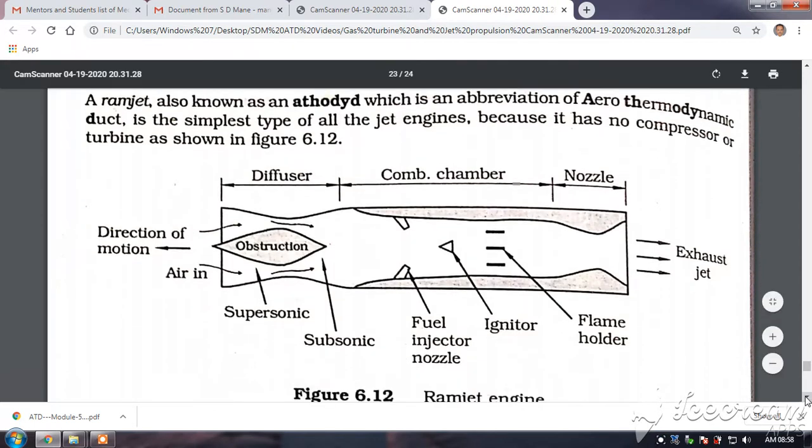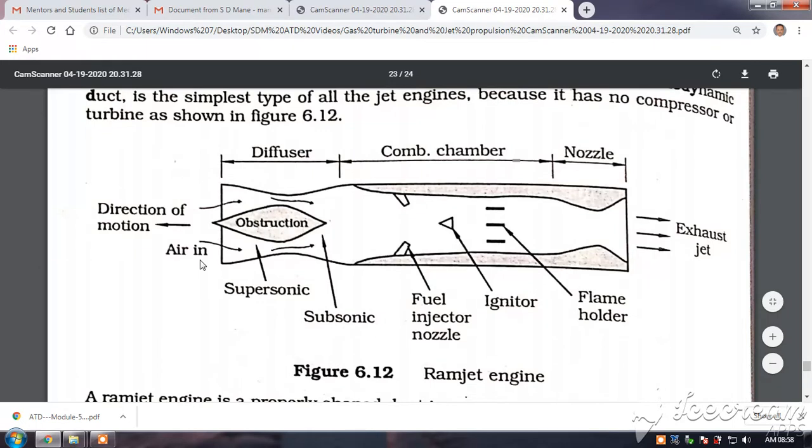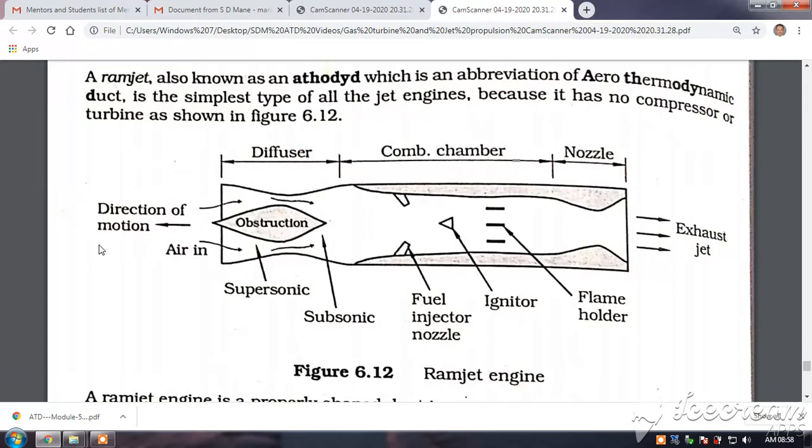We can see the sketch here of the ramjet engine. This is moving in this direction. The air is entering here. There is an obstruction, so there is a diffuser here. Whenever we see a diffuser, it means the high velocity of the air is converted into pressure energy. First point: you can see here the speed is supersonic, and when it comes, it becomes subsonic. Means the velocity of the air is reduced, but the pressure is increased.